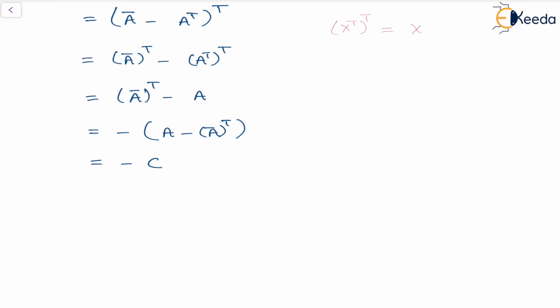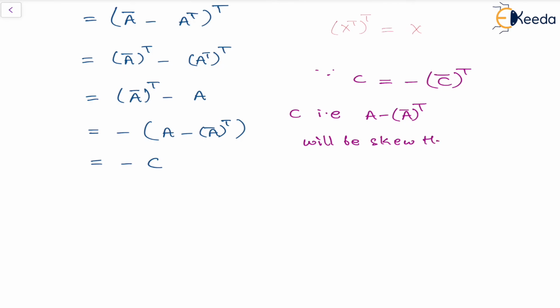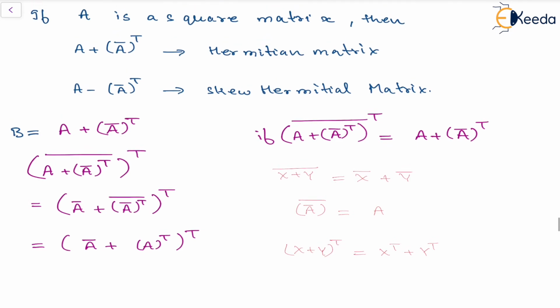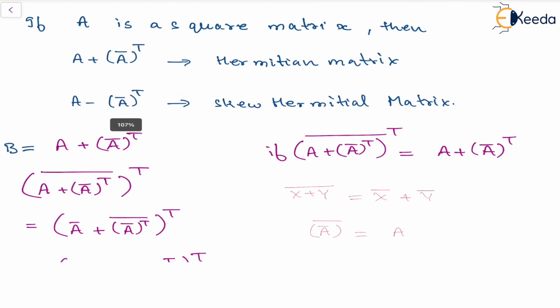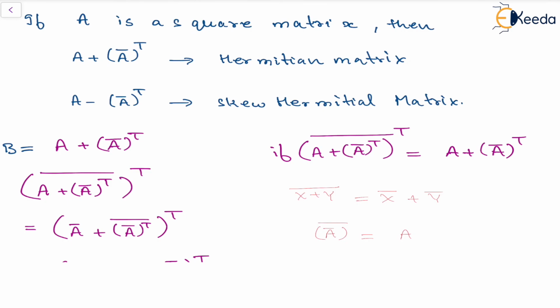So, since C is negative of C transpose conjugate, as we have proved, we can say C, that is A minus A transpose conjugate, will be skew Hermitian. So we have proved both parts of the theorem, that is, for a square matrix A, A plus A transpose conjugate is a Hermitian matrix and A minus A transpose conjugate is a skew Hermitian matrix.